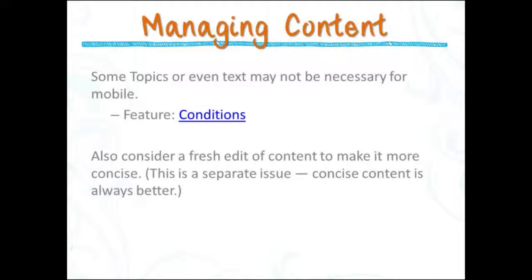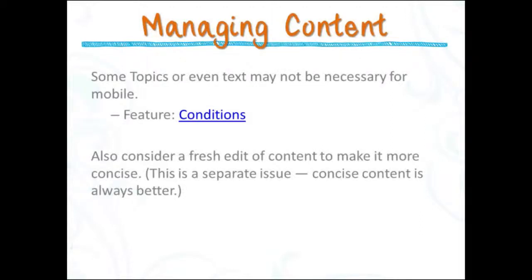So, if your content hasn't had a good copy edit in a while, that might be something worth doing, because concise content is better in every output. But some topics, even specific text, are not necessarily needed for mobile. So you can hide this information using conditions in Doc2Help. That's our next exercise, and it's on page 45. So I'm going to hop over to page 45 of our workbook.